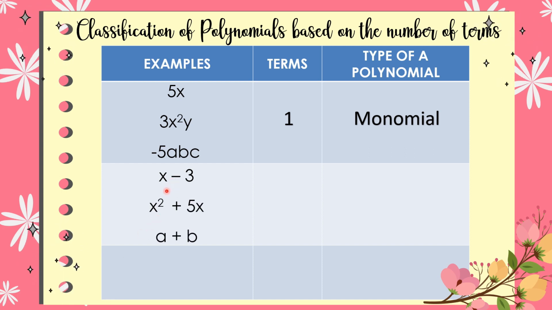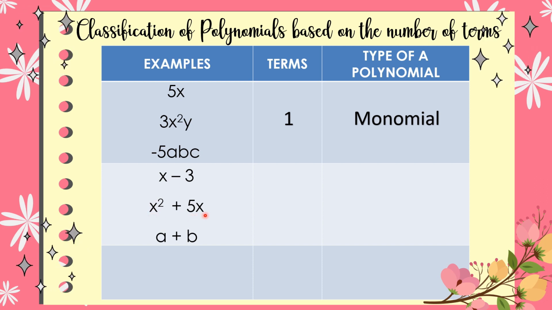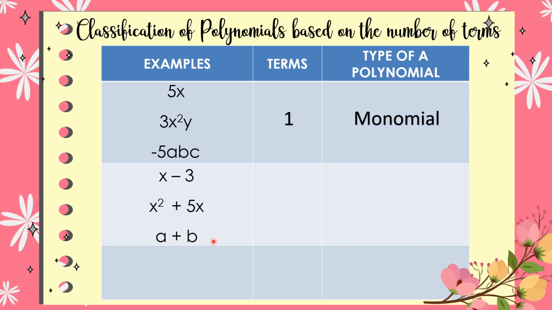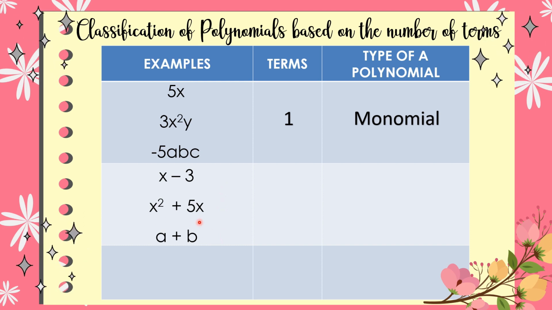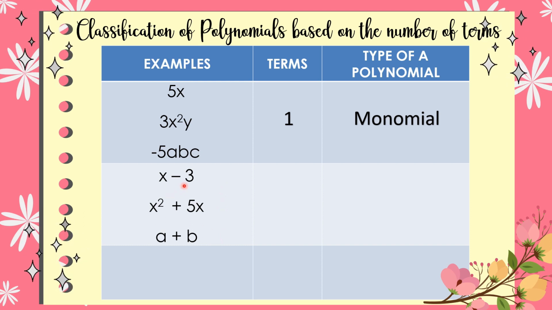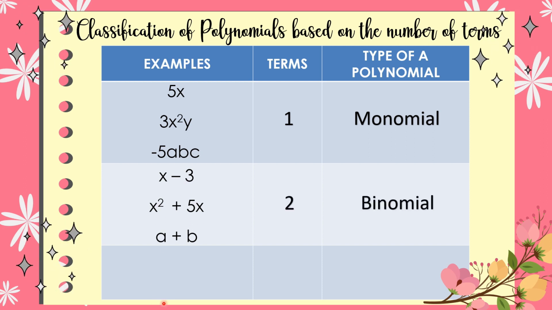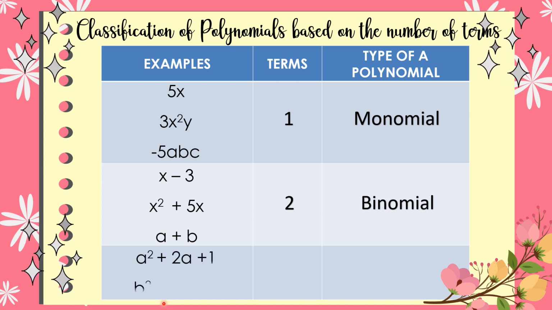x minus 3, x squared plus 5x, and a plus b. Itong tatlong examples na to ay pare-parehong merong dalawang terms. At tatawagin natin silang binomial.